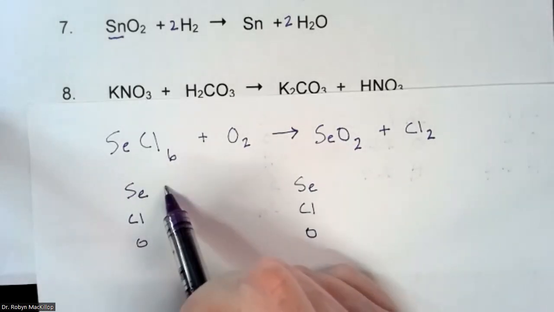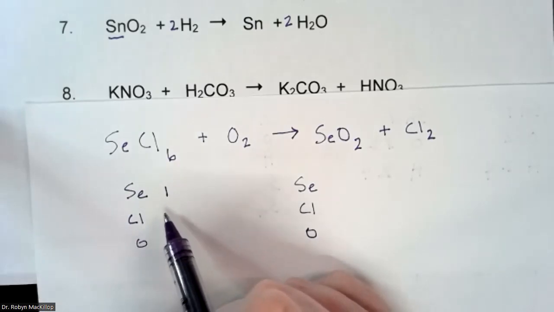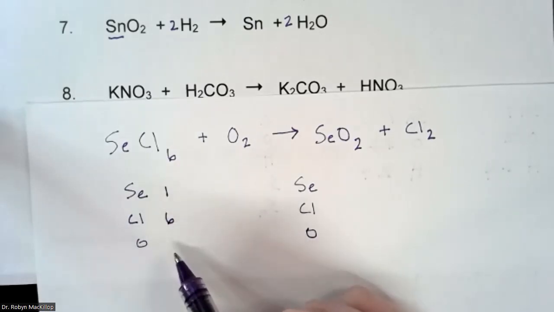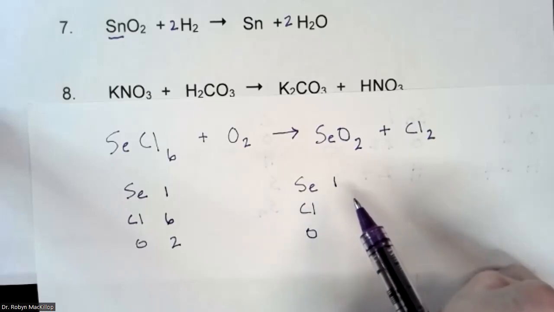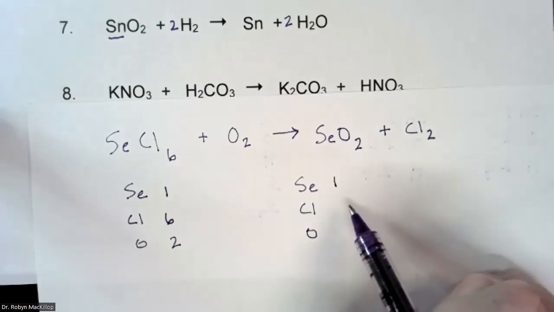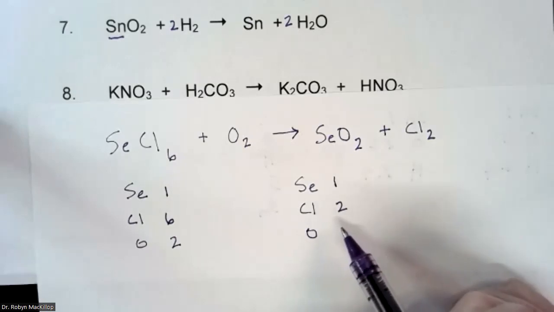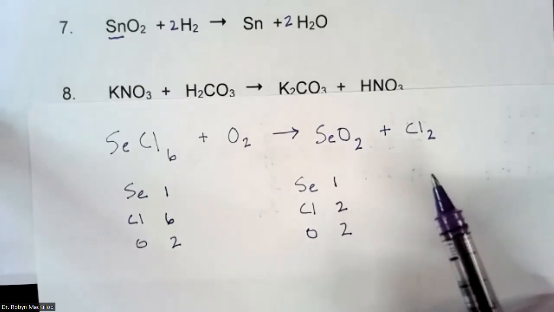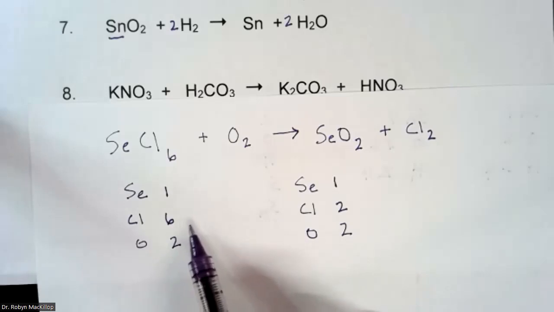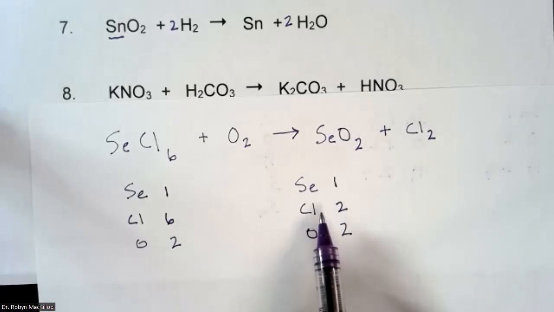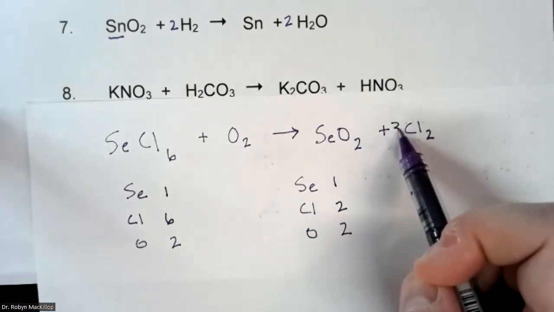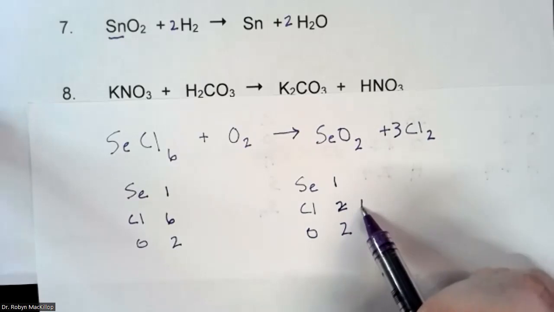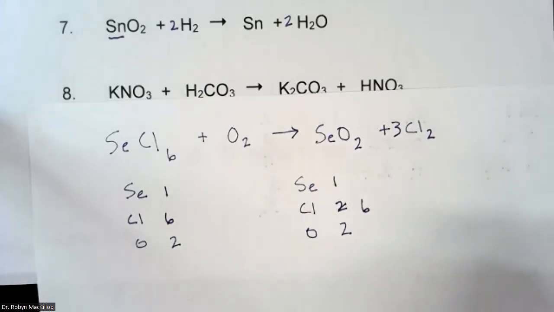How many Se's? One. How many Cl's? Six. How many O's? Two. On the other side, how many Se's? One. How many Cl's? Two. And how many O's? Two. We've only got one out of balance right now, so we need to get this up to 6. Multiply by 3. We're going to put a 3 in front. That makes it 6. Oh my gosh, we're done. That's it.